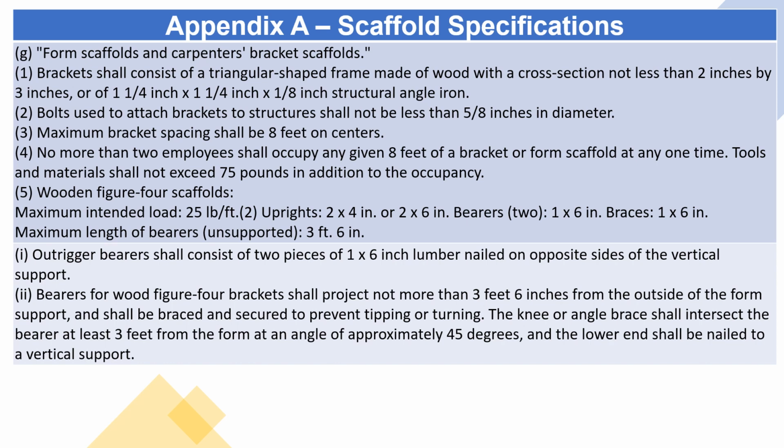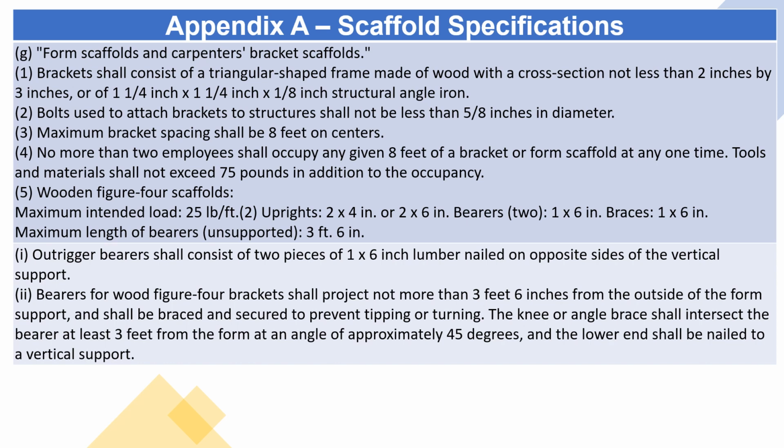5. Wooden figure 4 scaffolds. Maximum intended load, 25 pounds per ft². Uprights, 2 by 4 inches or 2 by 6 inches. Bearers, 2 by 6 inches. Braces, 1 by 6 inches. Maximum length of bearers, unsupported, 3 feet 6 inches.